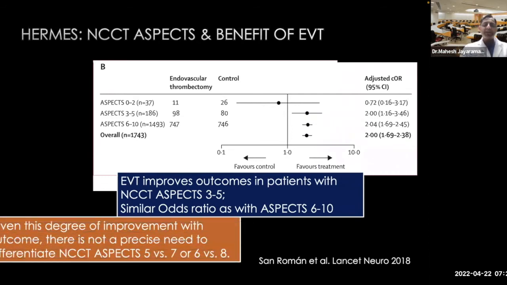So what does that mean? It means that given the degree of improvement in outcome, the treatment effect is so profound that there's not a need to precisely differentiate ASPECTS 5 versus 7 or 6 versus 8. In fact, if you look at the inter-rater reliability of ASPECTS, most expert readers will often differ by a point.